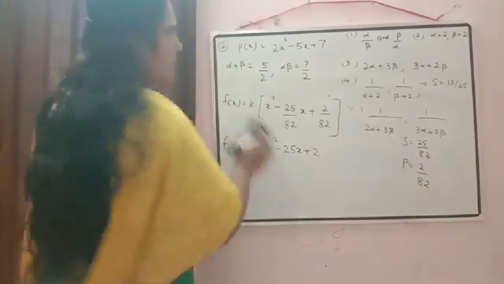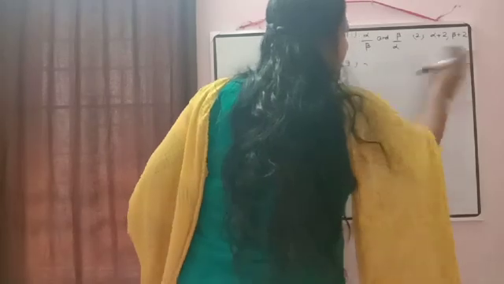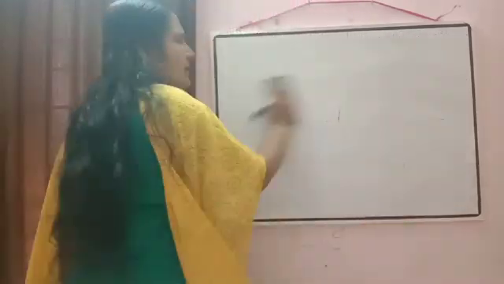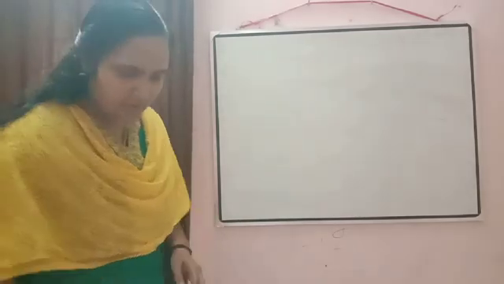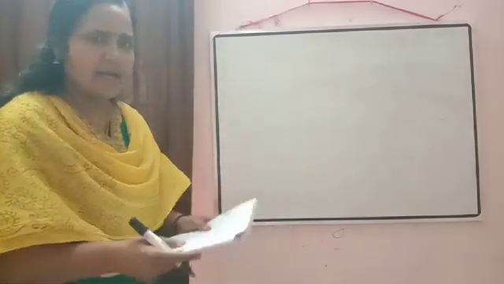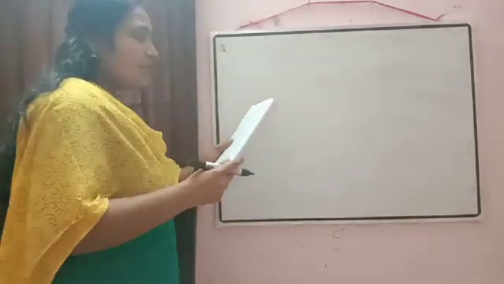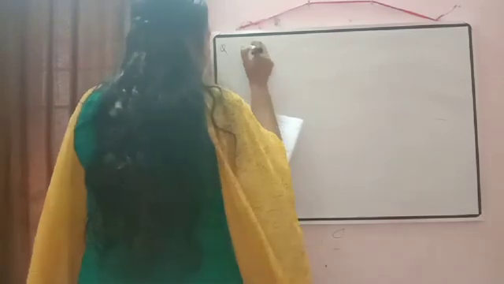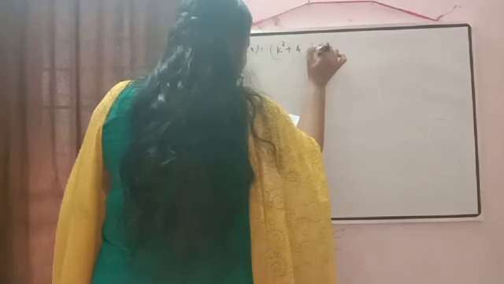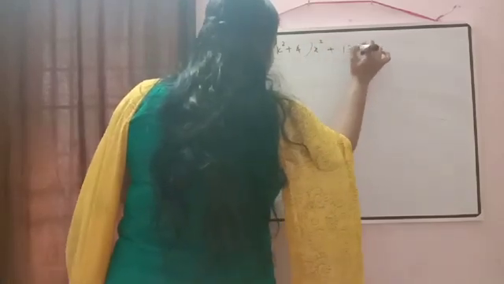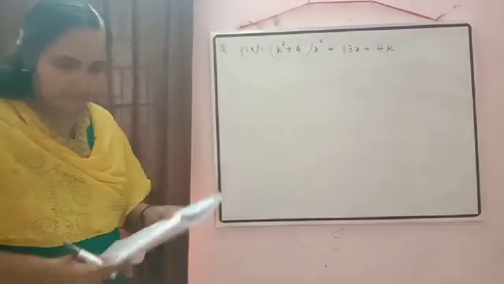Okay. Now we will do some more questions which are based on the application level of this sum and product. The questions are very easy only. So already questions are there with you. I am just reading the question and directly we will solve. So the next question is, if one zero of the polynomial p of x is equal to k square plus 4 into x square plus 13x plus 4k is the reciprocal of the other, find k.